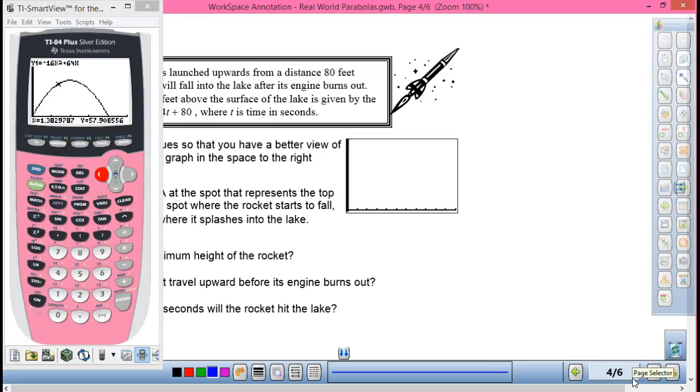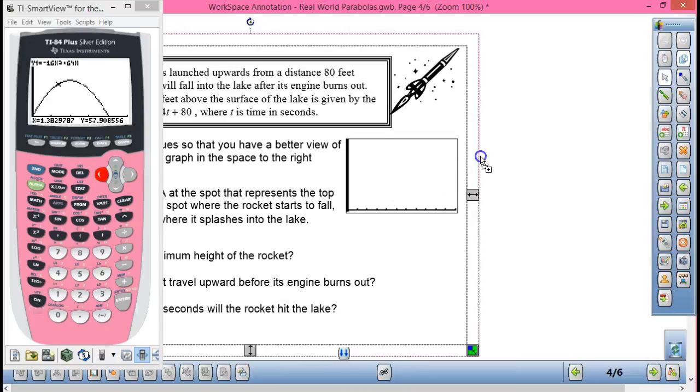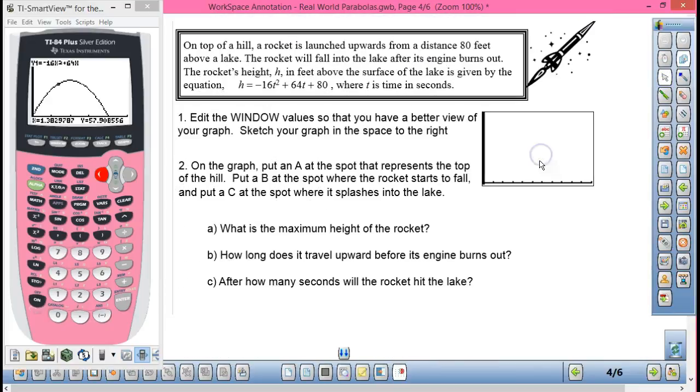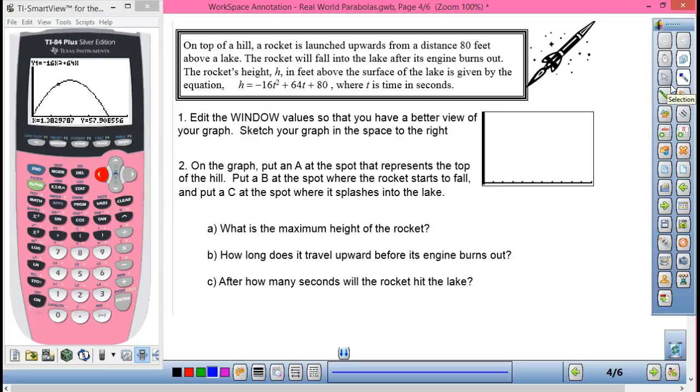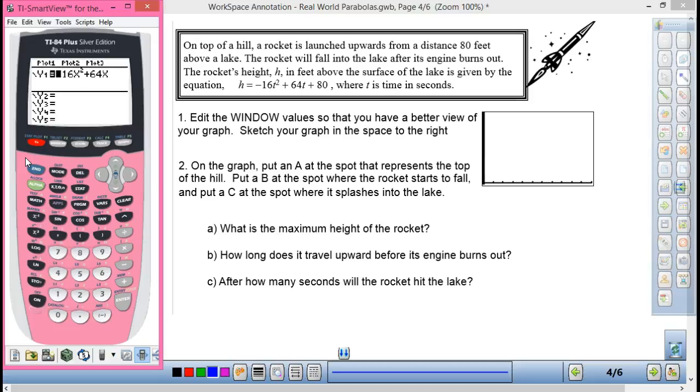All right, so now we have on the top of the hill, a rocket is launched upwards from a distance of 80 feet above the lake. The rocket will fall into the lake after its engine burns out. The rocket's height in feet above the surface of the lake is given by the equation where t is time in seconds. So we've got to go to our y equals, put in our new equation.